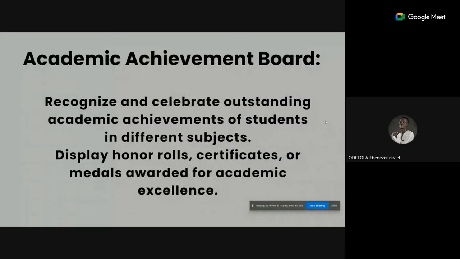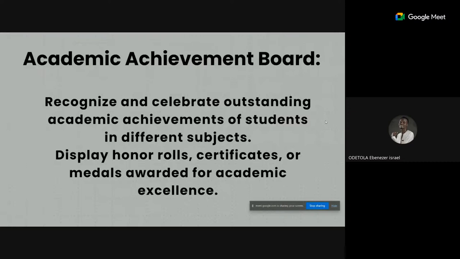Students should see their achievements. The achievement can motivate others. So you should also look for different ways to use those achievements to motivate others. Sometimes it's not almost everything we do that we can place in the classroom, so that some of these students will not feel neglected, especially the ones that are still battling with a lot in the classroom. An achievement should go around.